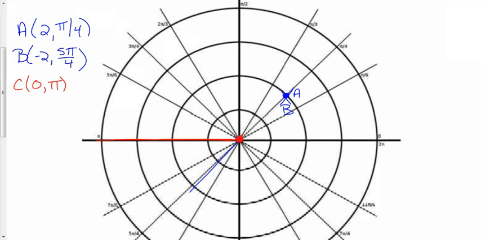The next point that I have is E, sorry, E is not the next point, D is the next point. My apologies.